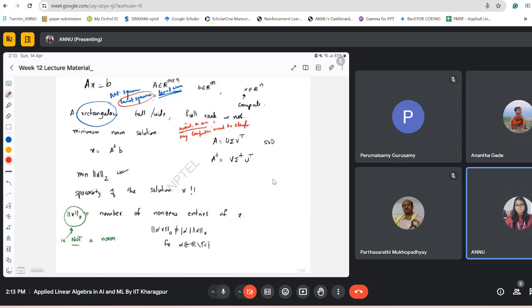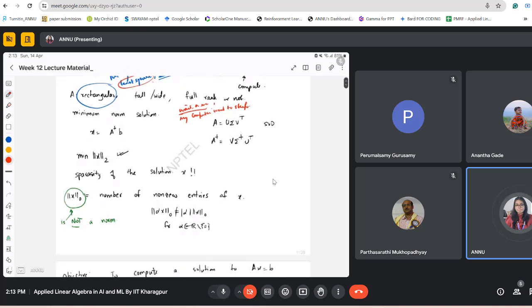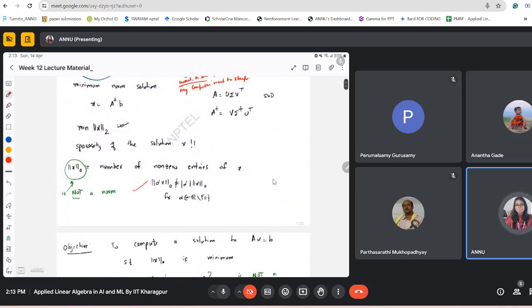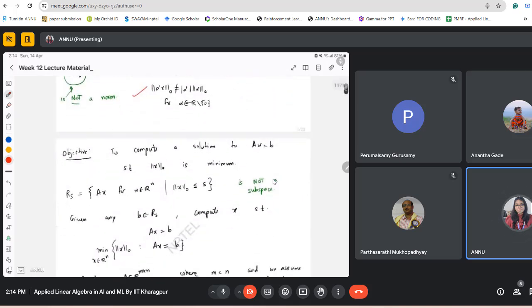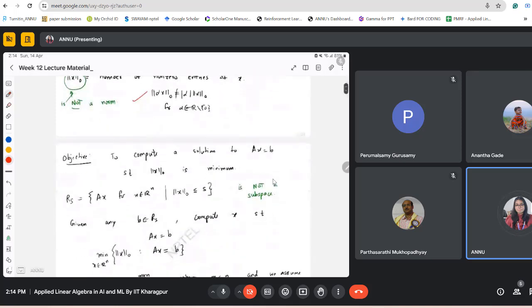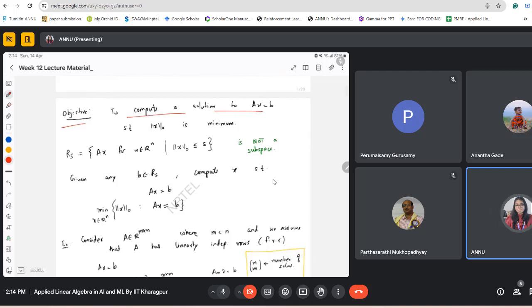Why minimum? Because if you try to calculate the inverse of a matrix that has so many zeros, and only one, two, or three non-zero elements, the calculation is easy. So you have a set Rs, Ax for x belongs to R^n, such that this is less than or equal to some other set. But this is not a subspace, you remember. A subspace has two properties: closed under scalar multiplication and vector addition. So given any b belongs to Rs, compute x such that this is minimum and it also follows Ax = b.